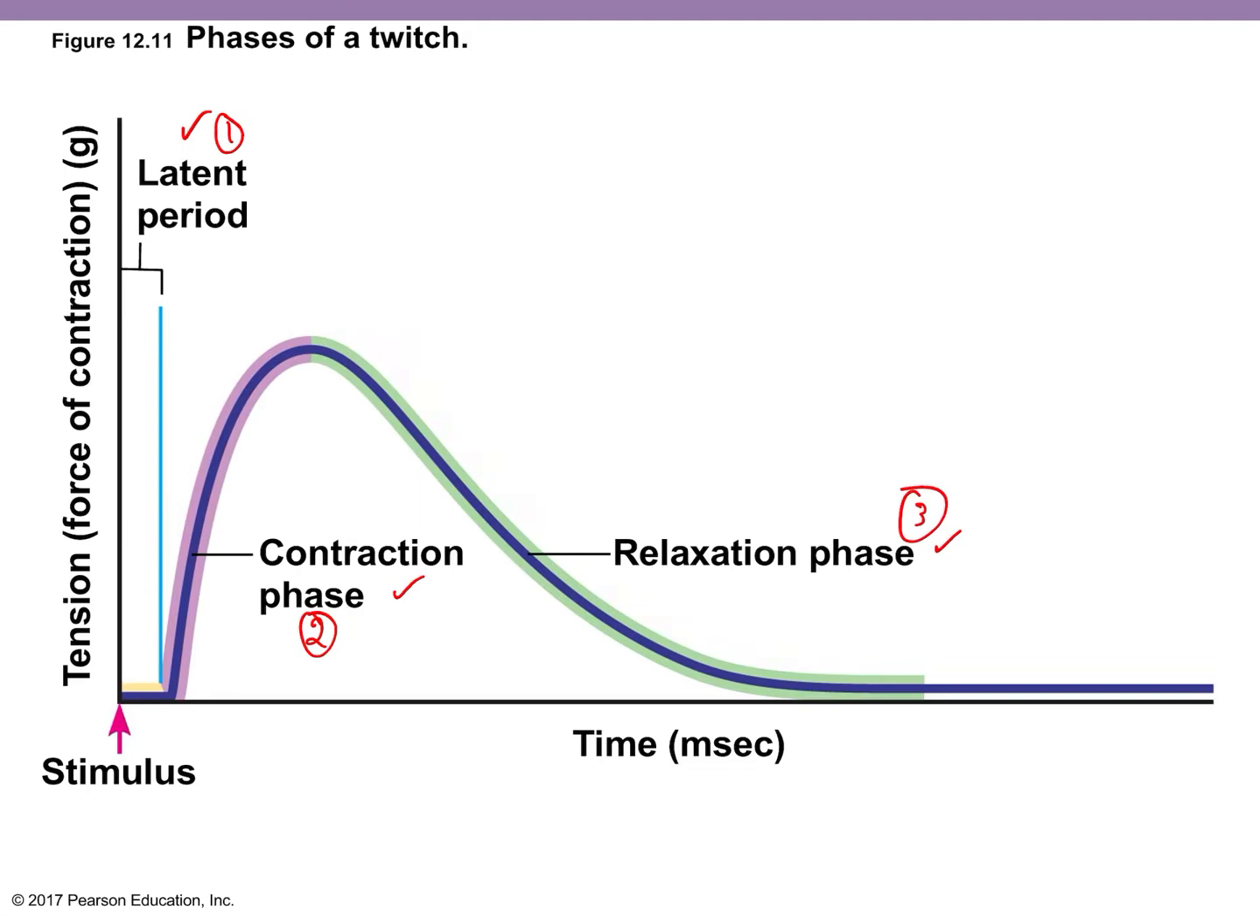So these are the phases. The latent period is basically where we have nothing going on. We have the stimulus, the electrical impulse or action potential to begin contraction, but there's a lag of time, a very small lag of time. And that is because we need to wait a few milliseconds just to get that calcium to diffuse from the sarcoplasmic reticulum into the cytoplasm, or I should say sarcoplasm.